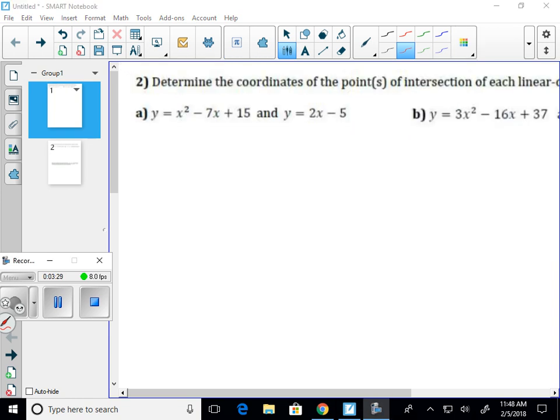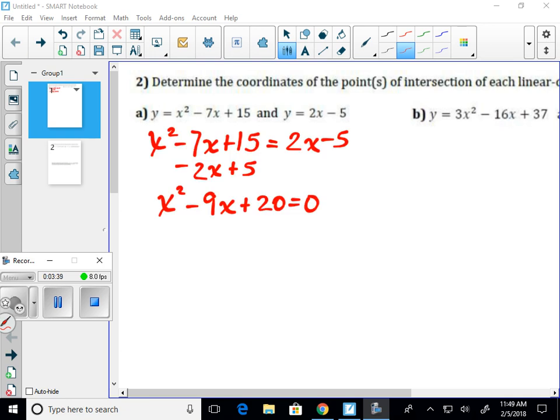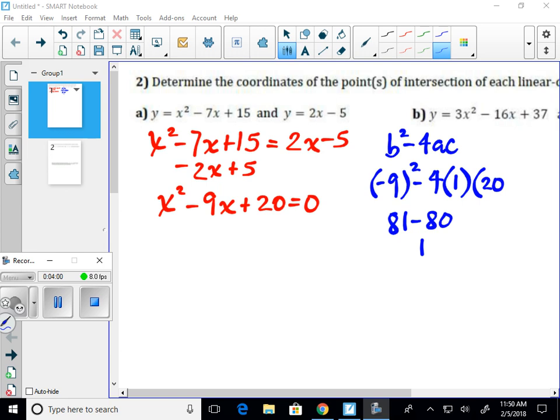Now look at 2a. Again, I have a system of equations, so I want to combine those. So pause the video, combine those, please. I have these two combined, so I have a new quadratic, x squared minus 9x plus 20 equals 0. Again, use your determinant to determine how many solutions you'll have, so how many times they will intersect. So b squared minus 4ac. Go ahead and get your determinant, please. Pause the video. You find out that the determinant is 1, so I should have 2 points of intersection.